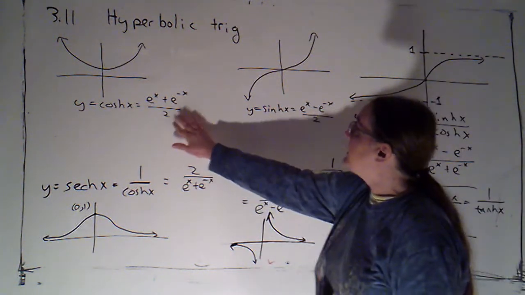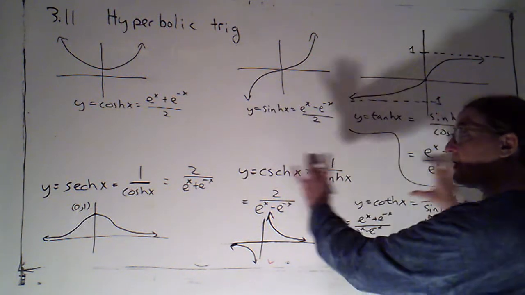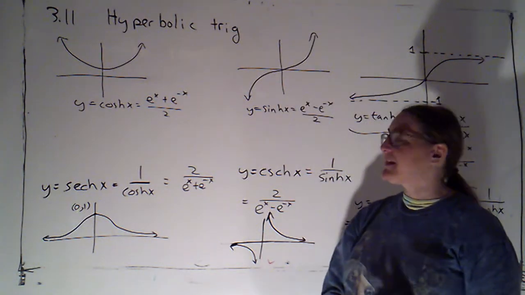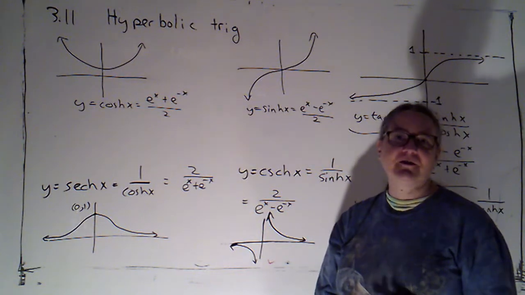Really, you need to know these two definitions. If you know these two definitions, you can get all of the others, because we're just borrowing from the relationships that our trig functions have and letting the hyperbolic trig functions inherit those relationships.